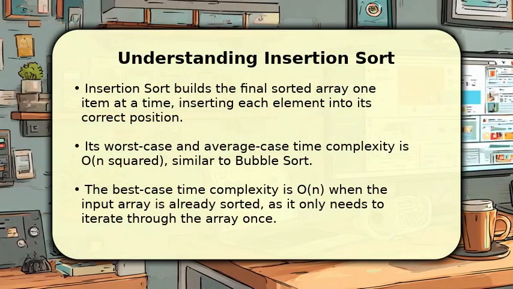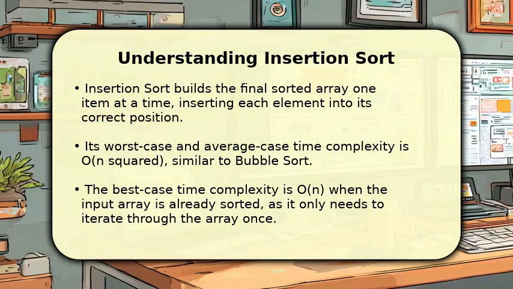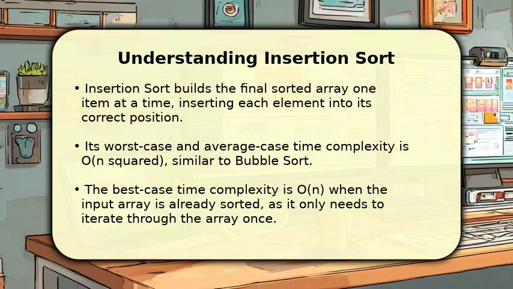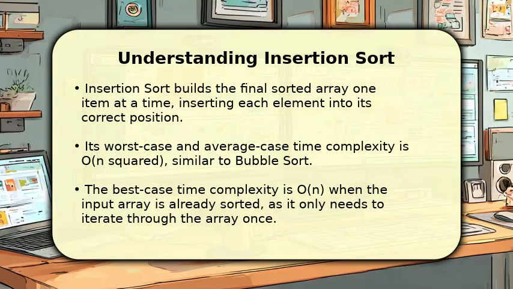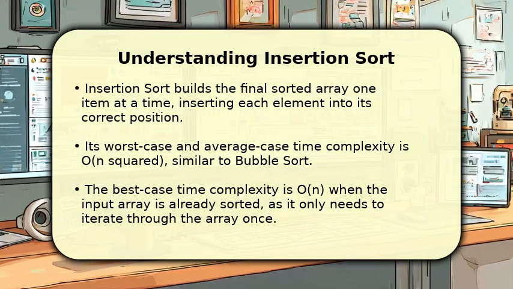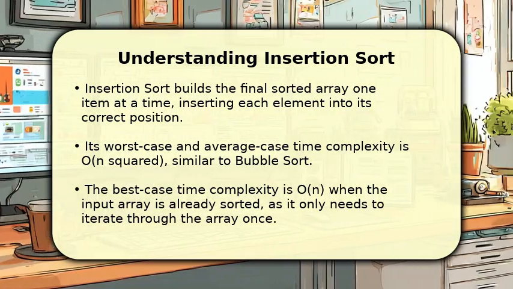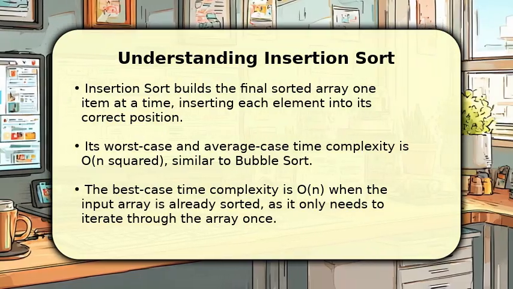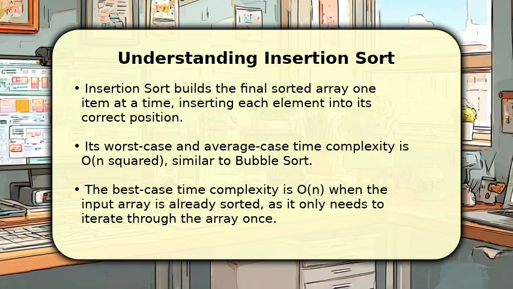Insertion sort works by taking elements one by one and inserting them into their correct position within the already sorted part of the array. Imagine sorting a hand of playing cards. Its worst case and average case time complexity is O(n squared), similar to bubble sort. However, it performs exceptionally well on nearly sorted lists, achieving O(n) in the best case. Like bubble sort, it boasts a space complexity of O(1), making it memory efficient.